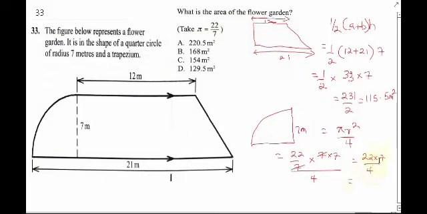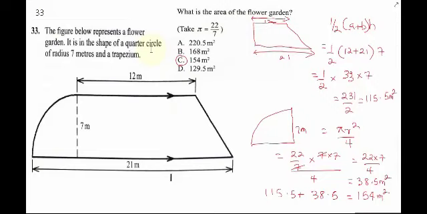Now this is going to give us 38.5 meters squared. So for us to get the area, we'll sum up 115.5 plus 38.5. When you sum this up, you're going to get 154 meters squared. So the correct answer here is going to be C. Now, when you want to attempt this kind of question, you need to consider the two shapes because you are looking for the area covered.